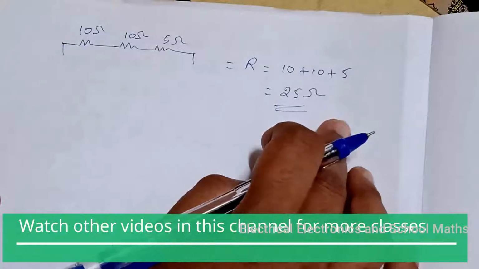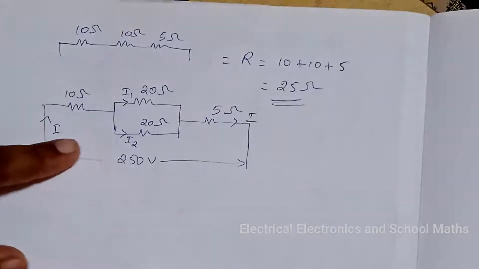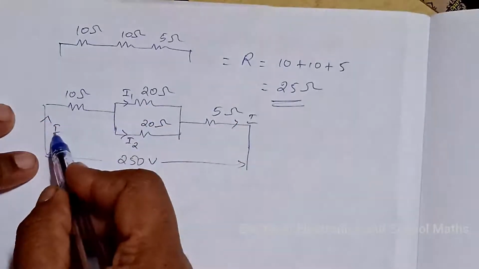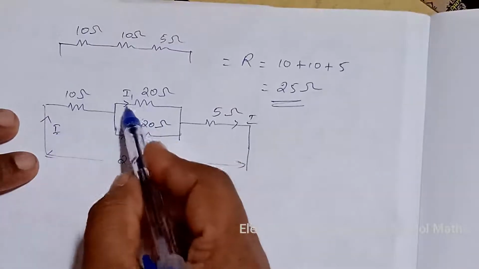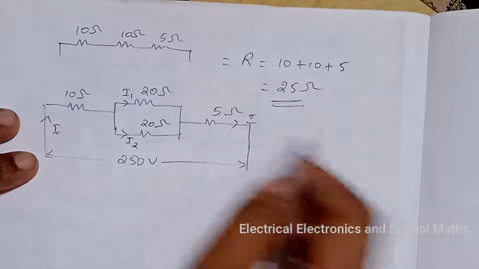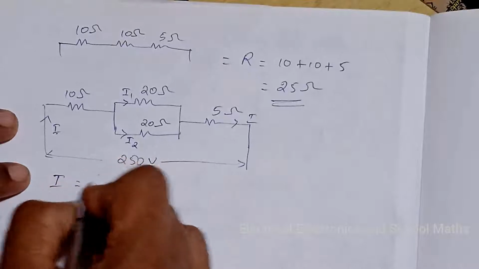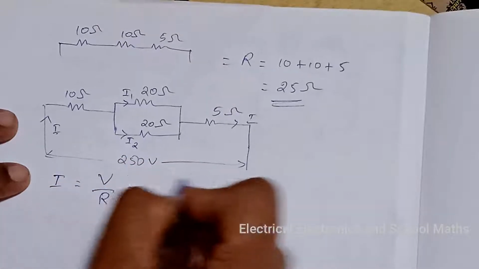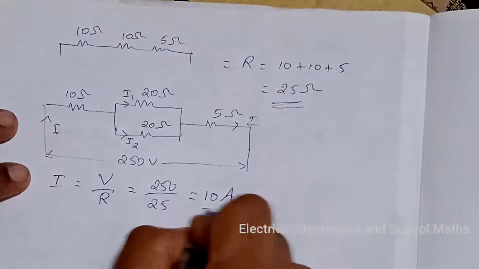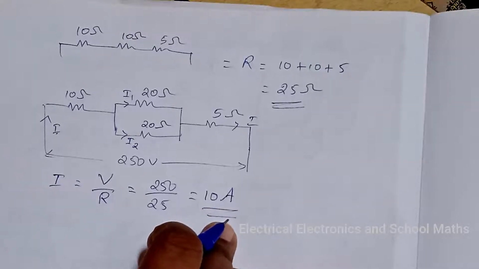Next we have to find the current flowing through each branch. For that, redraw the picture. Let capital I be the total current, and I1 and I2 be the currents flowing through the parallel circuit. The total current I will be equal to V by the total resistance, that is 250 divided by 25, that is 10 ampere. So this is the total current flowing through the circuit.